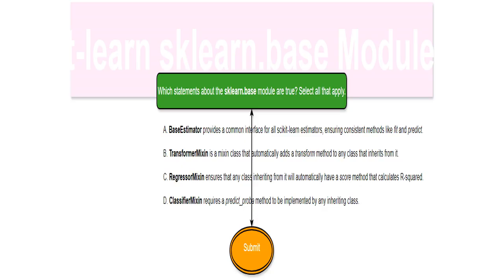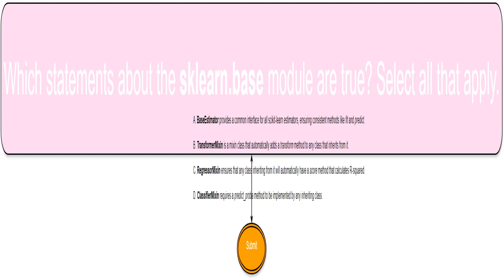Good luck. This quiz tests your knowledge of the core classes within scikit-learn's sklearn.base module. I'll be asking you to identify the functionalities of key classes like BaseEstimator, TransformerMixin, RegressorMixin and ClassifierMixin. Get ready. This is the main question. You'll select all the true statements about the classes within the sklearn.base module. I'm testing your understanding of how these classes work together. Let's see what you know.